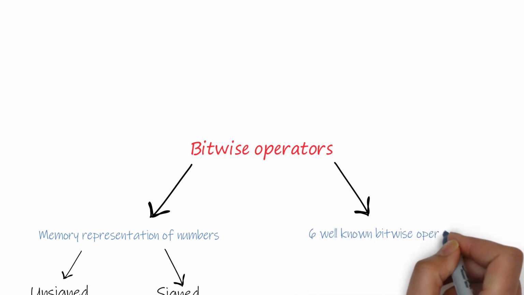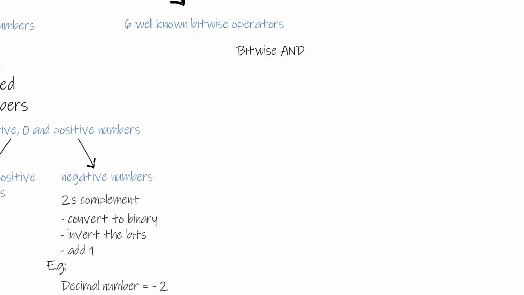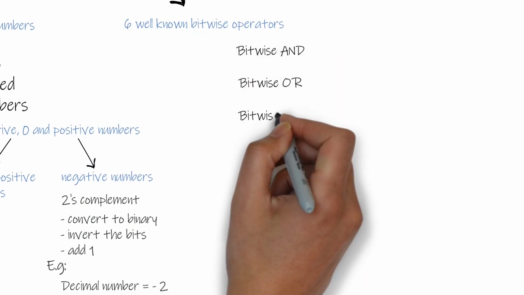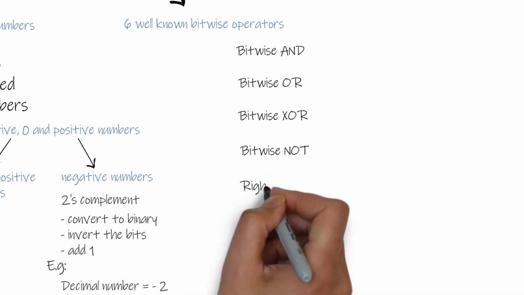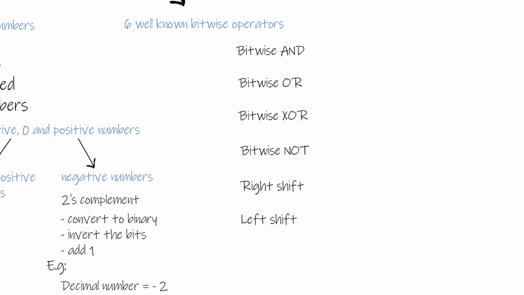There are 6 well-known bitwise operators: bitwise AND, bitwise OR, bitwise XOR, bitwise NOT, right shift, and left shift operator. All of these except bitwise NOT are binary operators, which means they require 2 operands to perform calculations. Bitwise NOT is a unary operator. Let's look into the working of these operators. Bitwise AND produces 1 if both the bits are 1, otherwise it produces a 0.